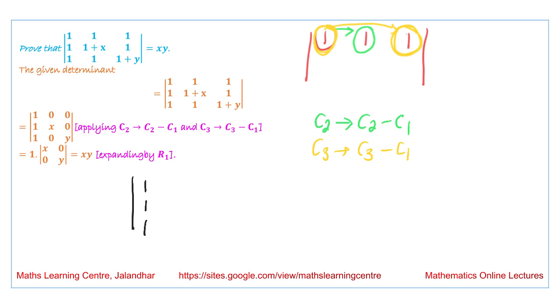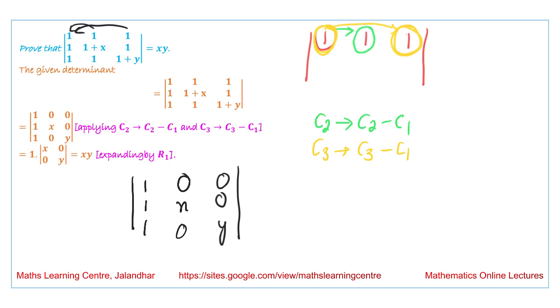Next we have subtracted column 2 minus column 1, so this element will become 0, this will become x and this will become 0. Similarly we have performed the operation C3 minus C1, so we will get 0, 0 and y. So this is the determinant we have obtained.